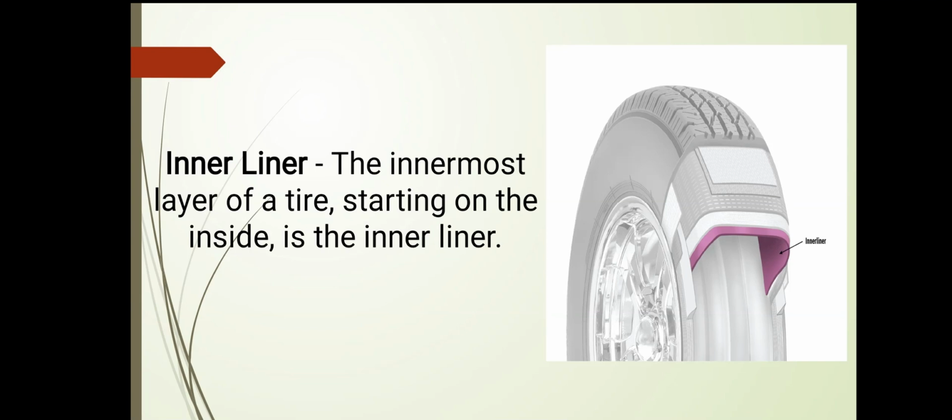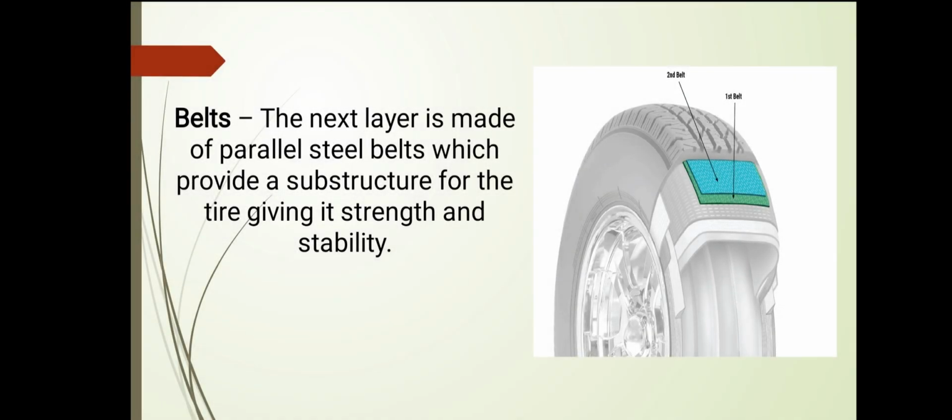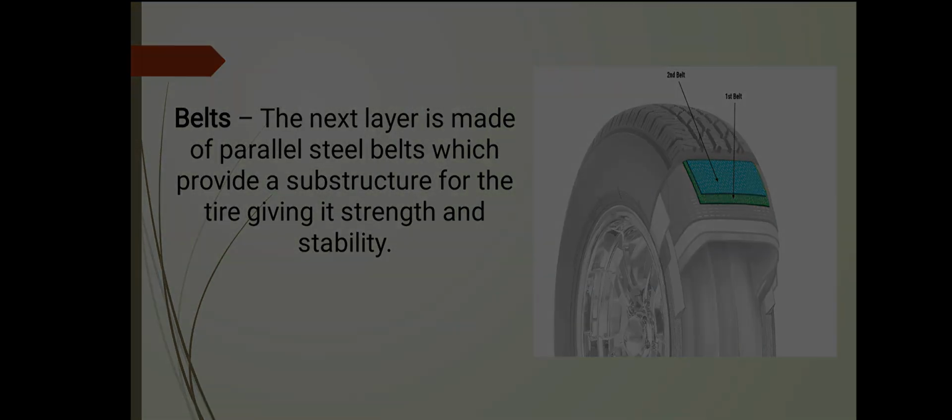A good inner liner will help maintain your tire pressure, which will help lengthen the life of your tires. Belts. The next layer is made of parallel steel belts, which provide a substructure for the tire, giving it strength and stability. These belts are important for the handling and longevity of the tire.